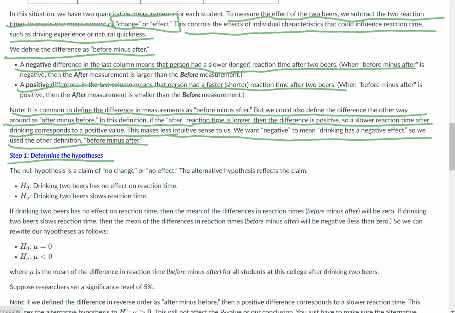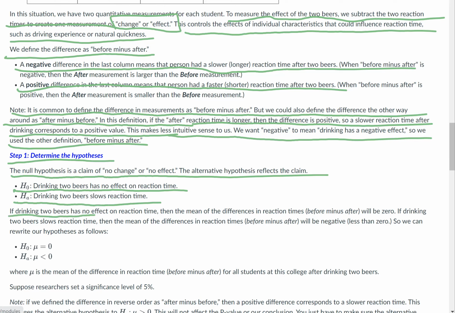Step 1, determine the hypotheses. First, the null hypothesis is the claim of no change or no effect. The alternative hypothesis, remember, reflects some kind of change. So here I'll say the null hypothesis is that drinking 2 beers has no effect on reaction time. Some people think that, and maybe it's true for some people. The alternative hypothesis is that drinking 2 beers slows reaction time.